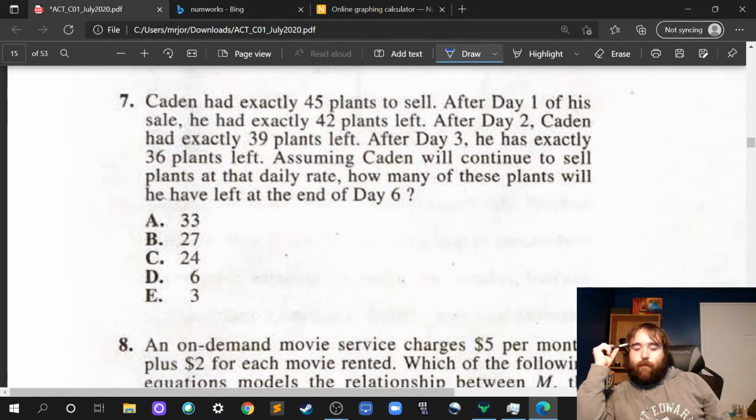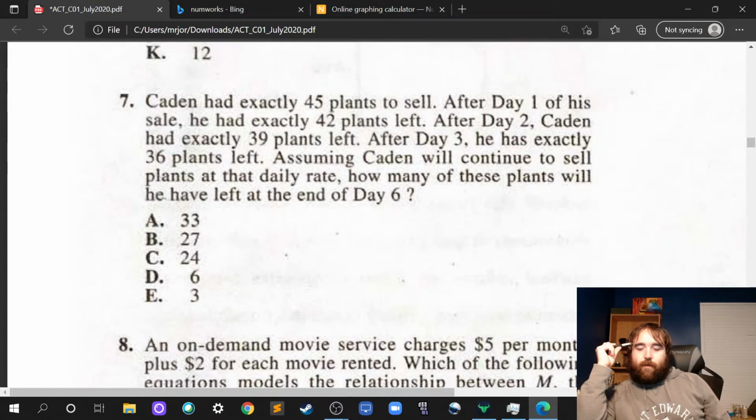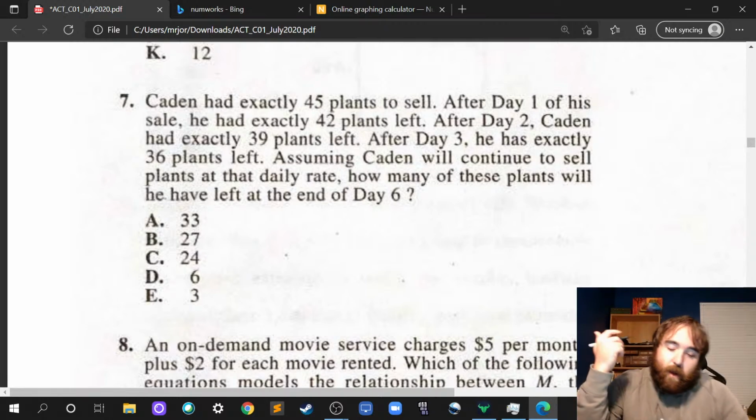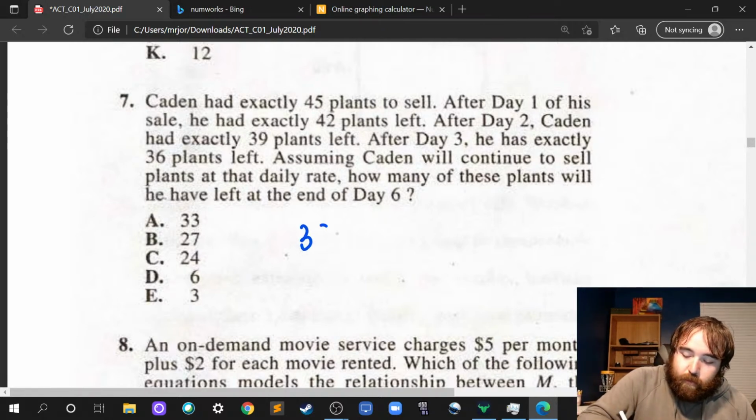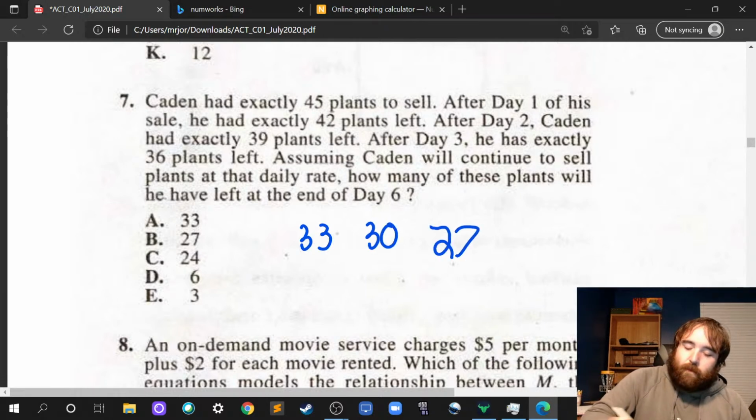Caden had exactly 45 plants to sell. After day 1 of his sale, he had exactly 42 plants left. He sold 3 plants. After day 2, he had 39. Day 3, he had exactly 36. Assume Caden will continue to sell plants at that daily rate. How many of these plants will he have left on day 6? Alright, I'm just going to do it out. So he sold 3 every day. So we're doing the end of day 6. So after day 3, he's got 36. Day 4 is 33. Day 5 is 30. Day 6 is 27. Nice.